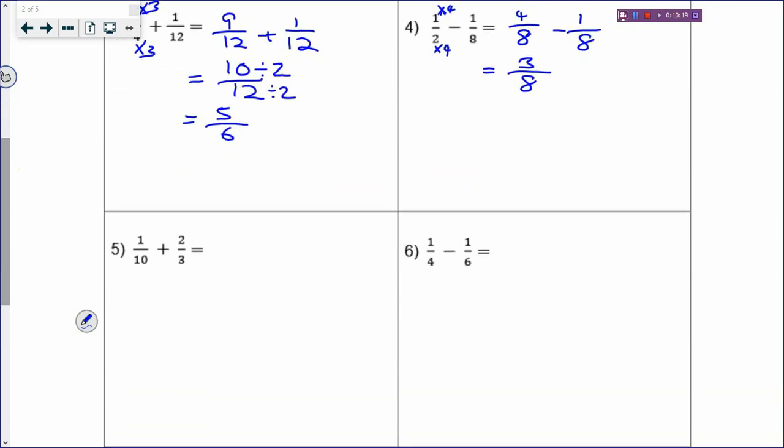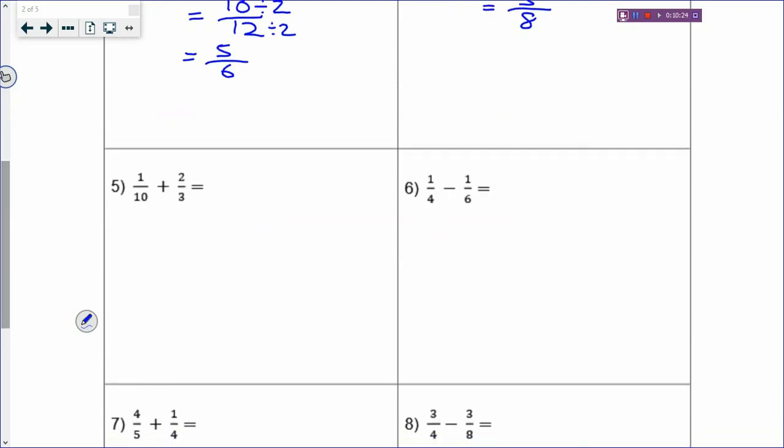Now, how about 1 over 10 plus 2 thirds? Alright, 1 over 10 plus 2 thirds, how to make the denominator the same? Many of you will take 10 times 3 and 3 times 10, right? Nothing wrong with that. But what I would like to do is, I will always try to find the first common multiple. So what is the first common multiple? You have 3, you have 10, alright?